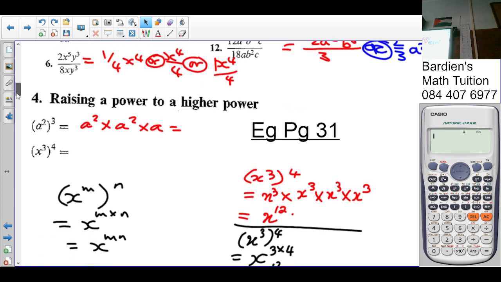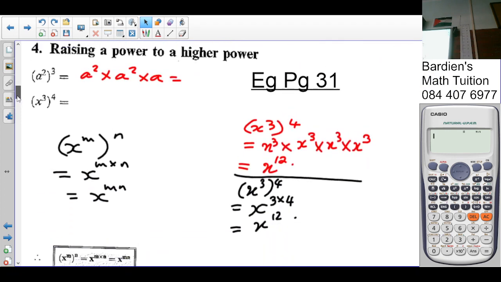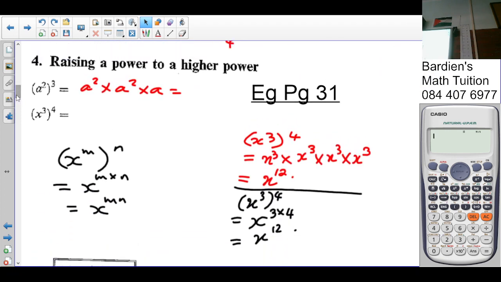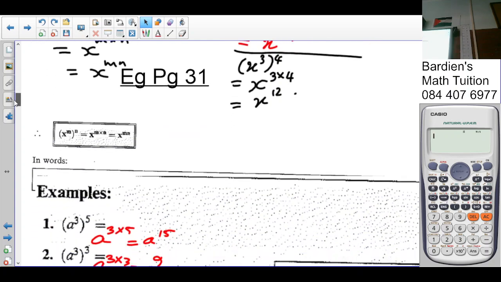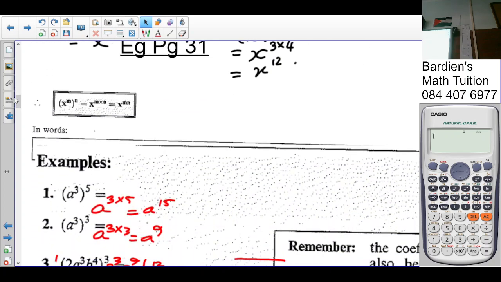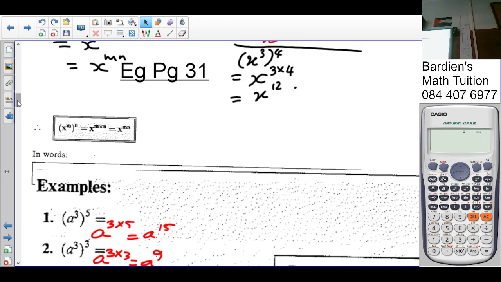Now we're on page 31. We spoke about raising a power to a higher power. If we have a power raised to a higher power, what do we do? We multiply the powers. So we carry on with our lives, yes? Then we came to the rule. The rule says if you have x to the power m raised to the power n, it can be written as x to the m times n, which is x to the mn.